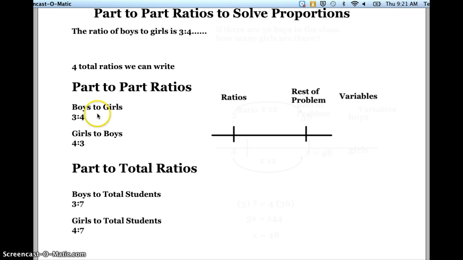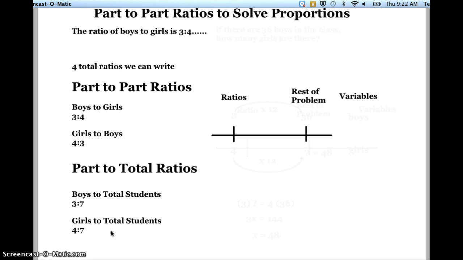There's 2 part-to-part ratios that I can write, and that's boys to girls, which is 3 to 4, or girls to boys, which is 4 to 3. But there's also 2 part-to-total ratios that I can write. The part-to-total ratios are boys, 3 to 7 total students, which I have here, and 4 girls to 7 total students. Those are both part-to-total ratios because they talk about part of the class and compare it to the whole class.